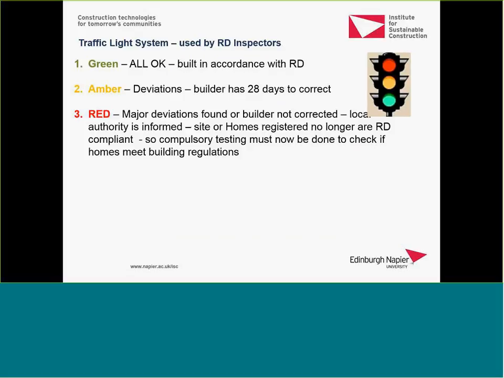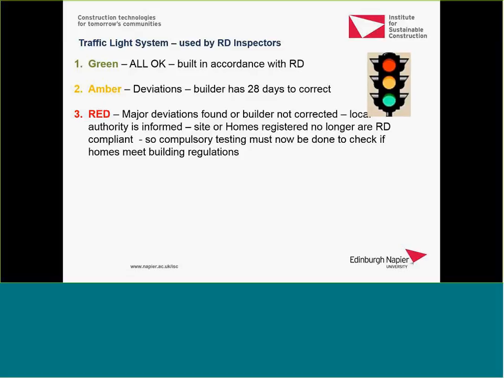A bit about the traffic light system. Generally we use green, amber, red. When the Robust Detail Inspector has visited the site, if all is okay, it's marked as green. If there are any deviations, which is regarded as amber, the builder is notified and has 28 days to correct. If the builder does not make those changes, then the site moves to red.